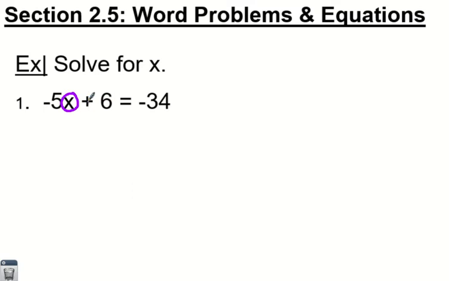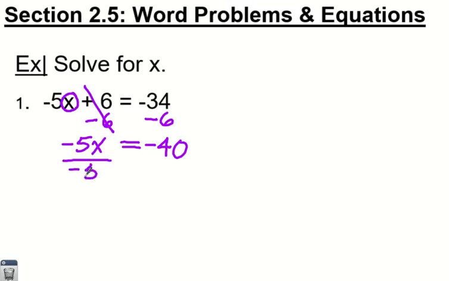We get rid of this first. We do that by doing the opposite of adding 6. We subtract 6. And so the left side would now just be -5x. And the right side, what is -34 minus 6? That should be -40. And is x by itself yet? No. This says -5 times x, so how do we undo that? By division. So we divide both sides by -5, and that will leave x as the sole survivor on the left side.